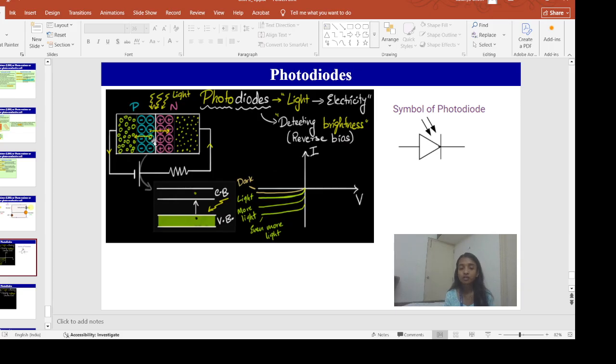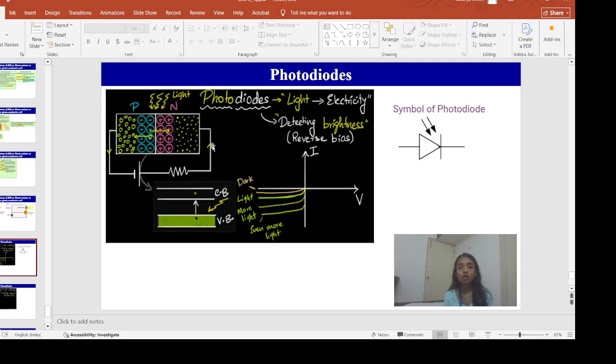Now, which direction will the current flow? It will be in the direction of the hole, or opposite to the direction of the electron. So as a result, we can see the photocurrent is flowing through the circuit in this way. Now if you apply more bright light, what will happen? More photons will come to this depletion region, more electron hole pairs will get generated, and we will get more photocurrent.